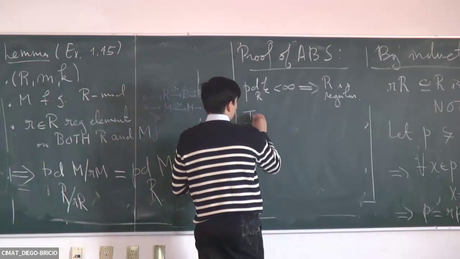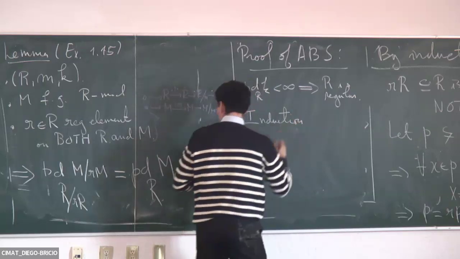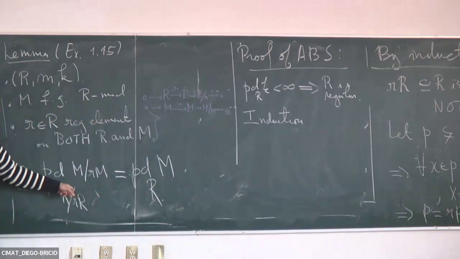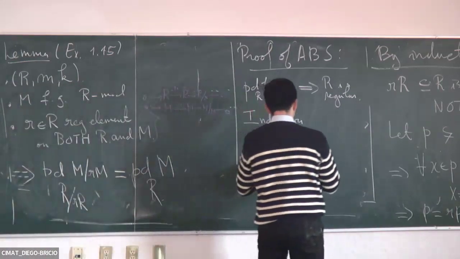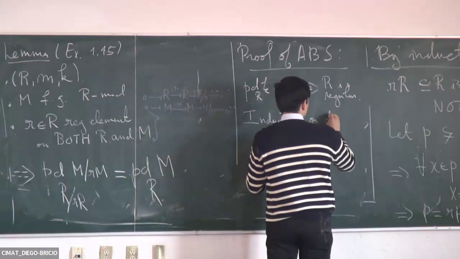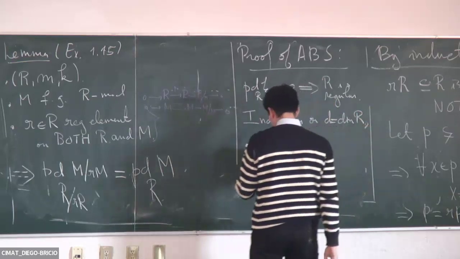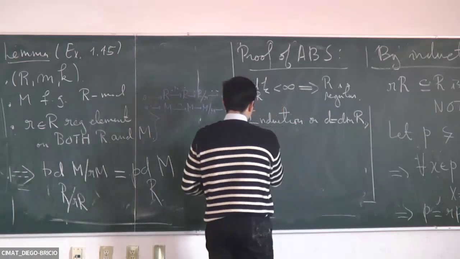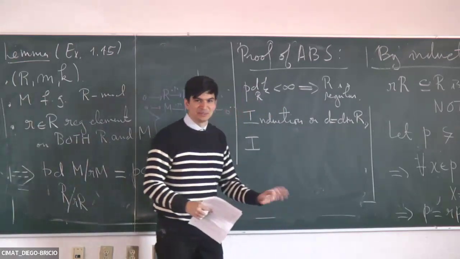So what do you think? We're going to do induction, right? Because we want to apply this property here. So this property cries induction, right? Induction on d, which we're going to call the dimension of R. And I claim that because of this lemma, the only hard step is d equals 0.